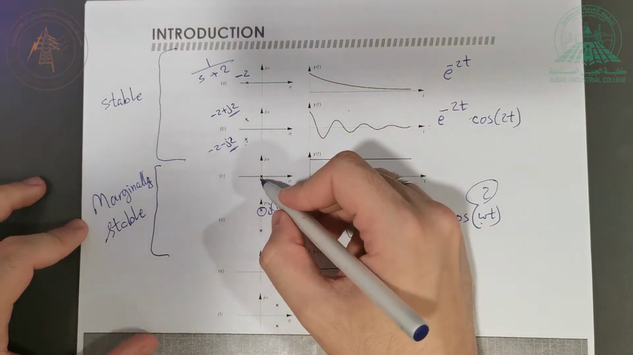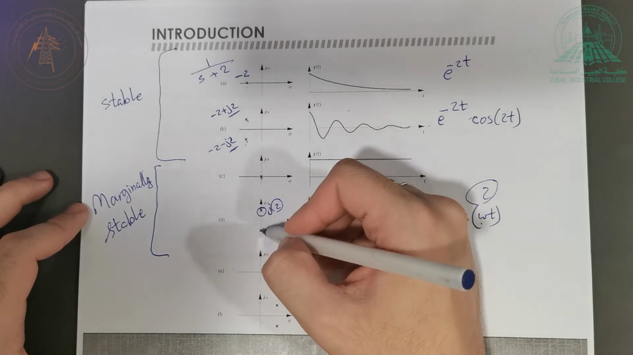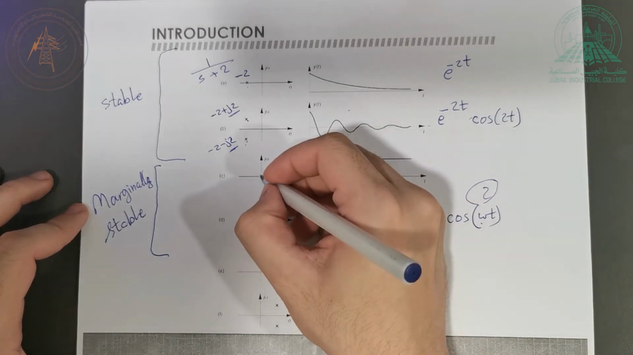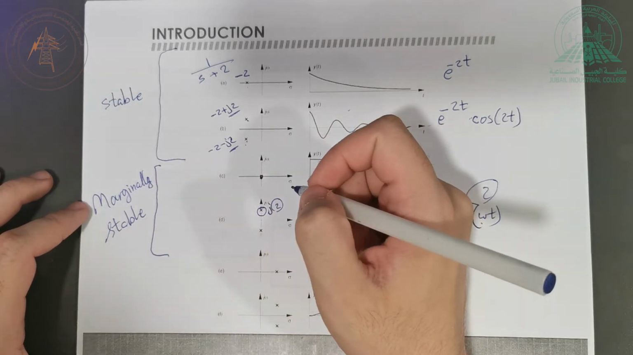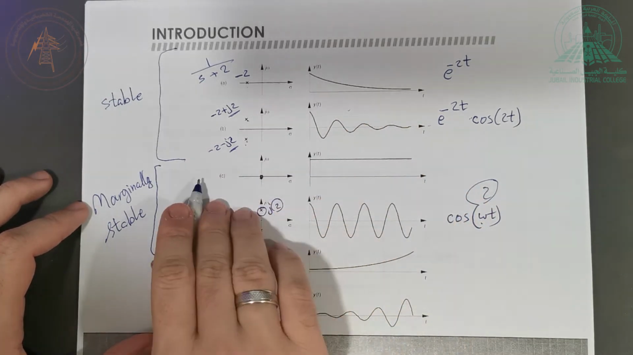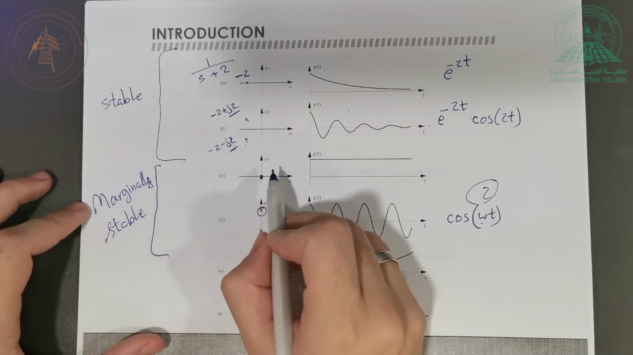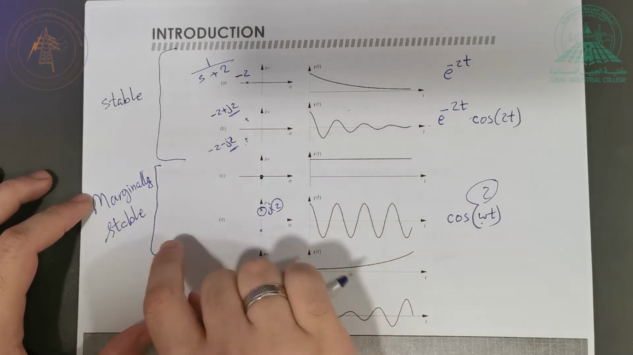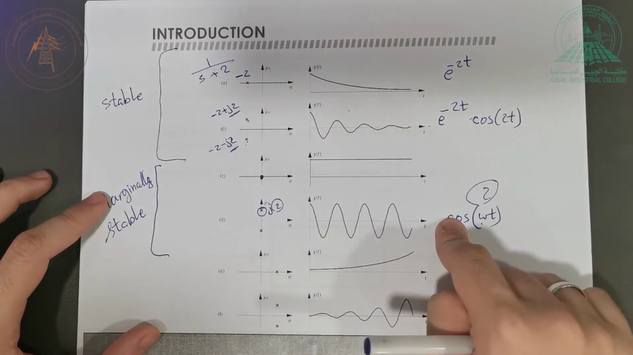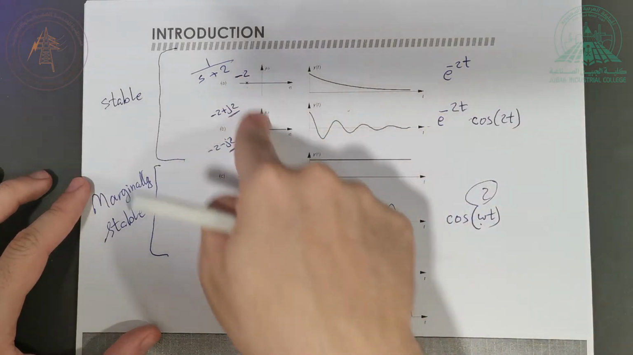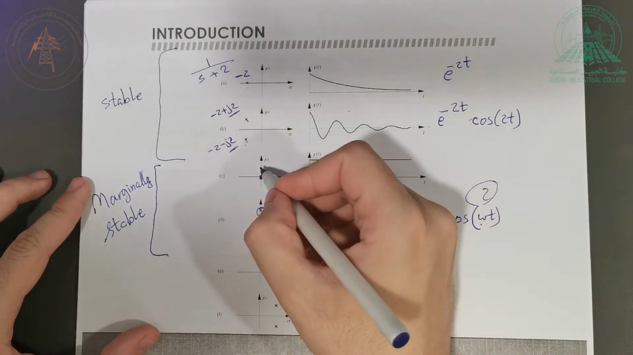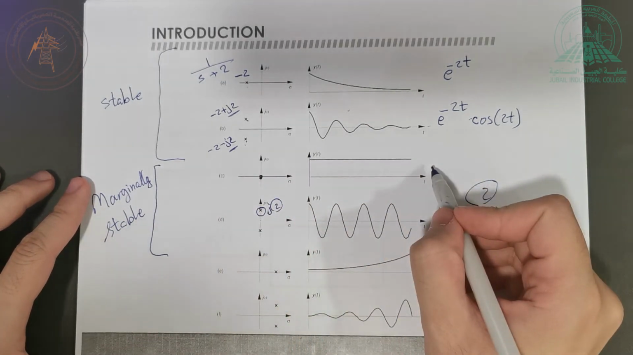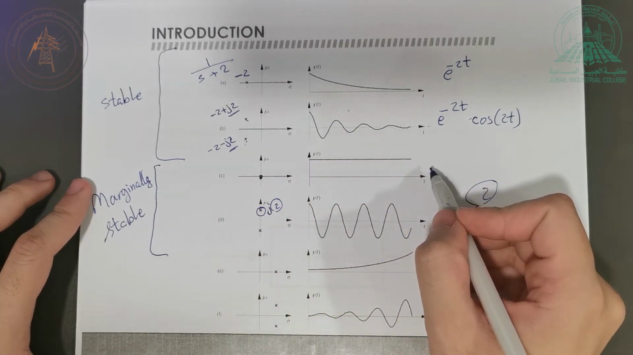Okay, this case is similar to this one, but the difference is that I don't have j omega, I don't have oscillations, so omega here is equal to 0. So the real part is equal to 0 and the imaginary part is also equal to 0. The real part equal to 0 means it's not going to increase or decrease. It's neither going to grow nor decay. The imaginary part equal to 0 means I don't have oscillations. So basically I get a DC kind of response like that.